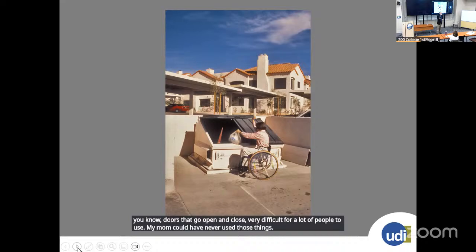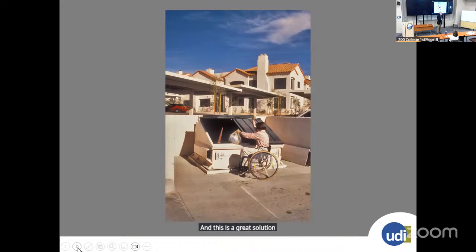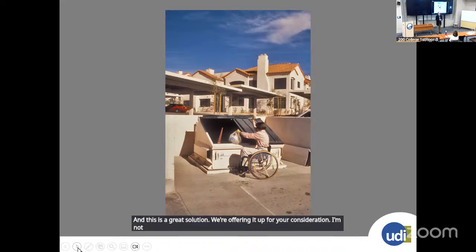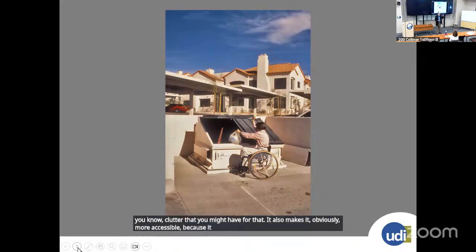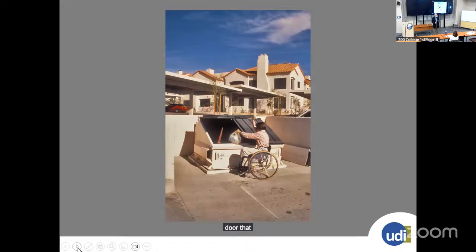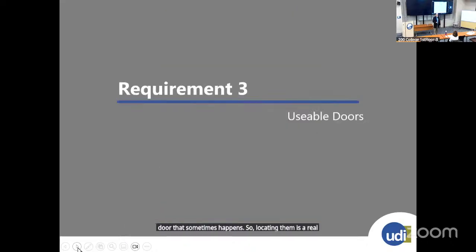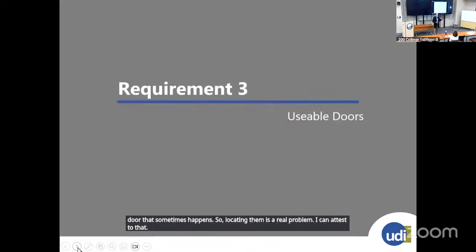And this is a great solution. We're offering it up for your consideration. I'm not sure how possible it is, but sinking them eliminates a large part of the visual clutter that you might have from that. It also makes it more accessible because it lowers down to a simple lifting and throwing of the trash in, rather than that funky little door that sometimes happens. So locating them is a real problem. I can attest to that. So those are the first two requirements.